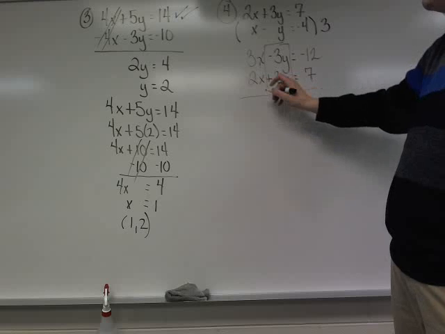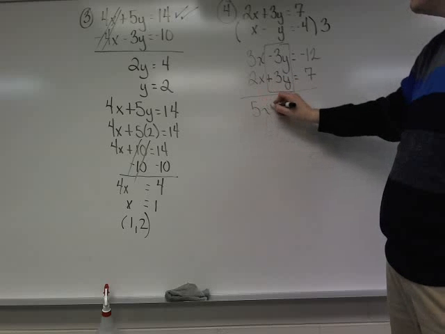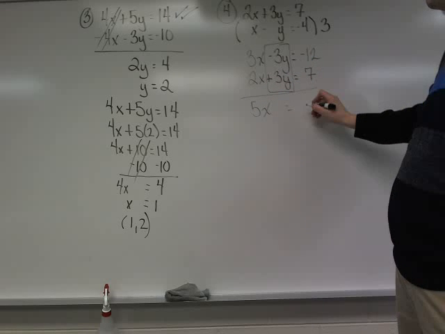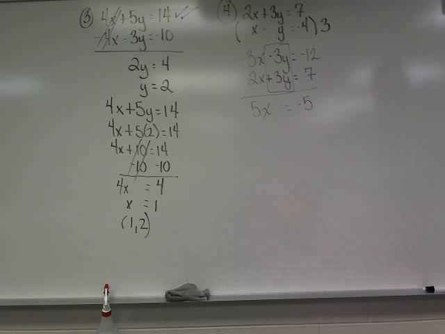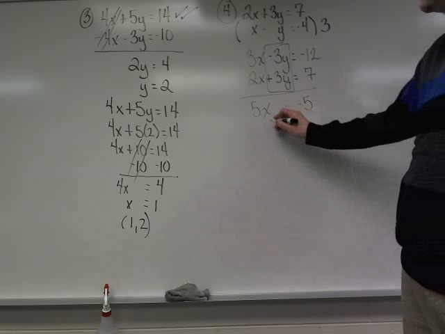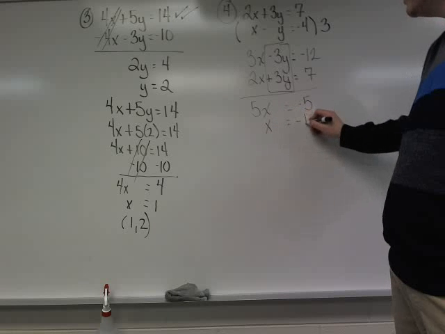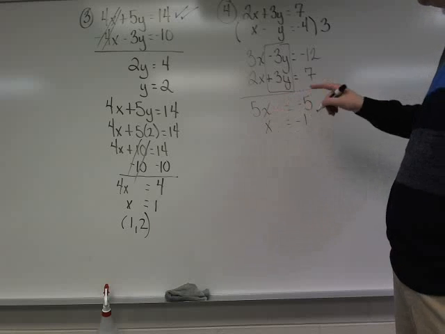So I've got 3x's plus 2x's is going to give me 5x's. And negative 12 plus 7, which is going to give me negative 5. Well, if 5x equals negative 5, that means x has to equal negative 1, because 5 times negative 1 is negative 5.